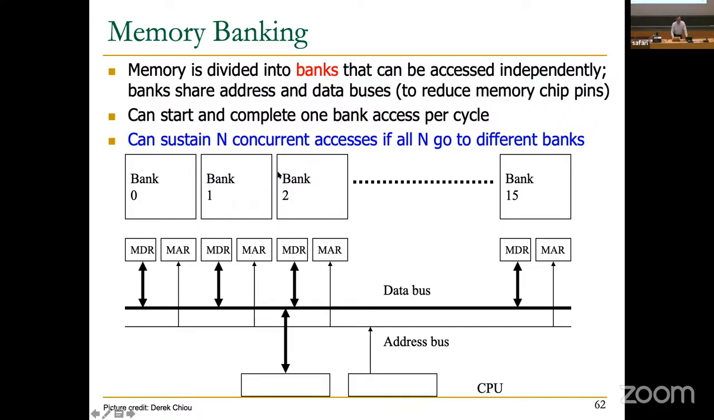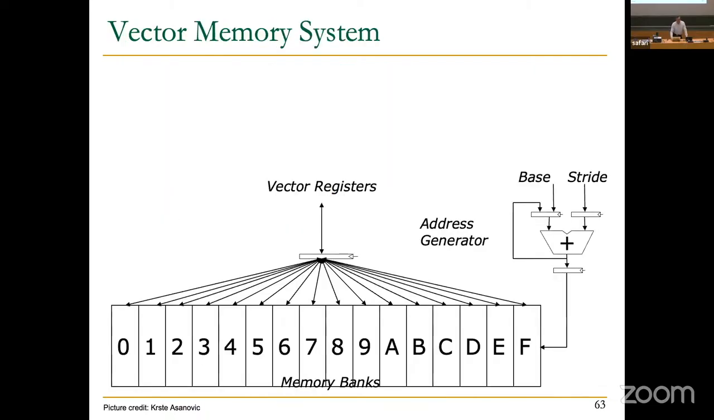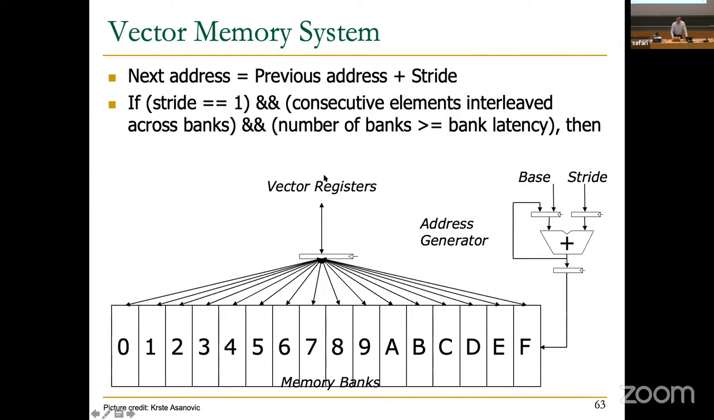And now we need to lay out the data such that we can sustain one access or one element provided by memory per cycle. And for that, you need essentially these to be satisfied. If stride is 1, consecutive elements need to be interleaved across banks, and the number of banks needs to be greater than or equal to the bank latency. Then you can sustain one element per cycle throughput. And this is what I'm going to assume when I say you have n banks, if you will.